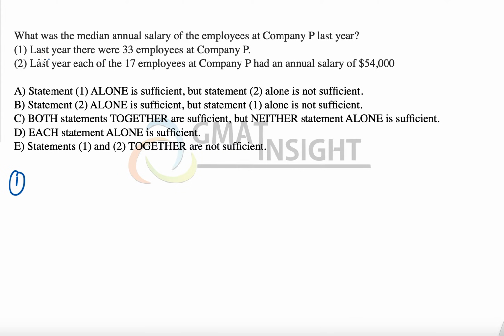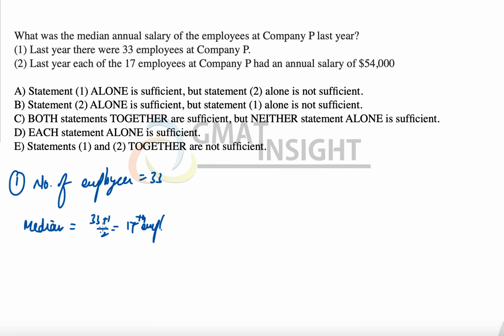The first statement says that last year there were 33 employees. So we understand that the number of employees is equal to 33. That means the median will be calculated as (33 plus 1) divided by 2. That means the 17th employee's salary will be the median salary, but we don't know what the salaries of these employees are. Therefore, the first statement is clearly not sufficient to answer the question, and we can eliminate two options, options A and D.